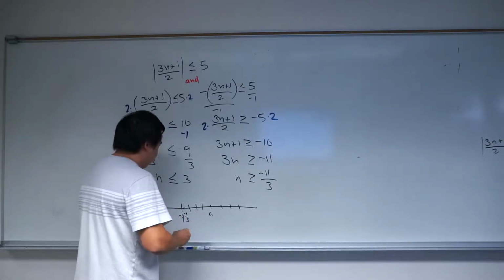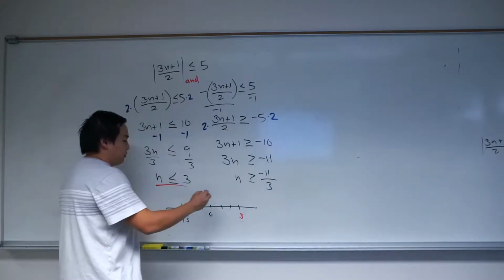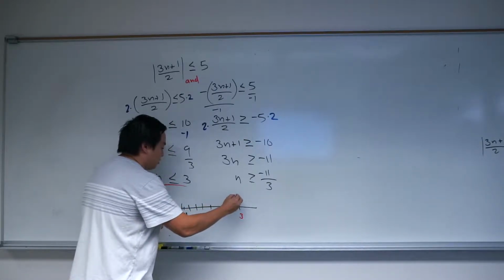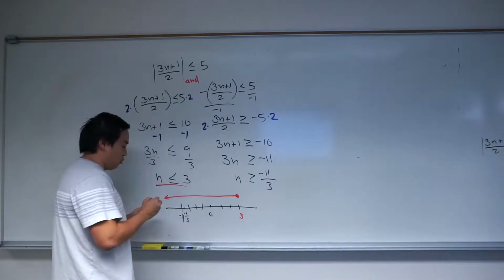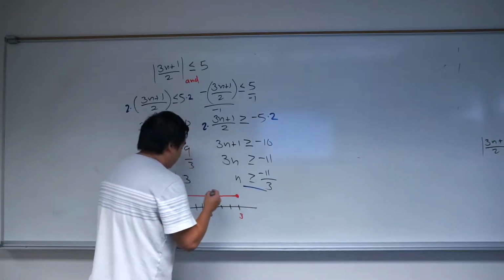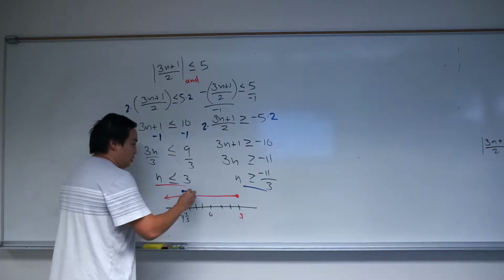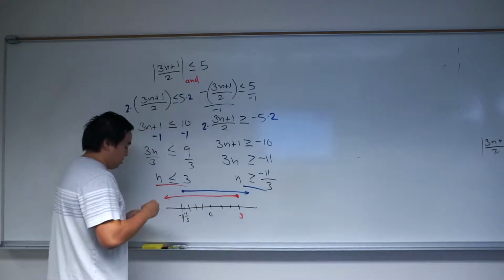Okay. So let's go ahead and color code. Less than or equal to 3 is below 3 or equal to it. And then the one on the right is at the 11 over 3, negative 11 over 3, or above, which is to the right.